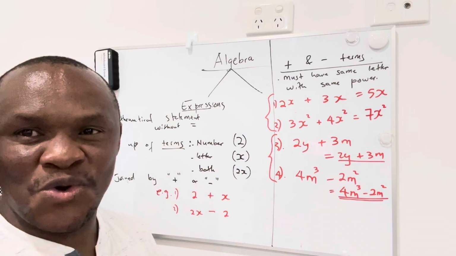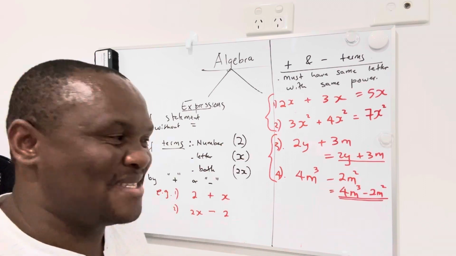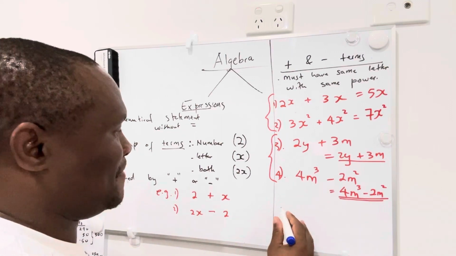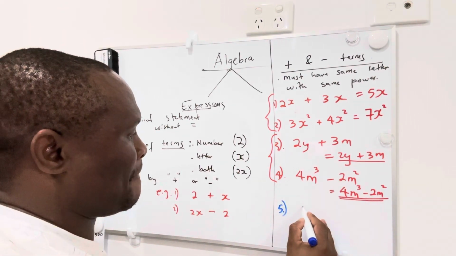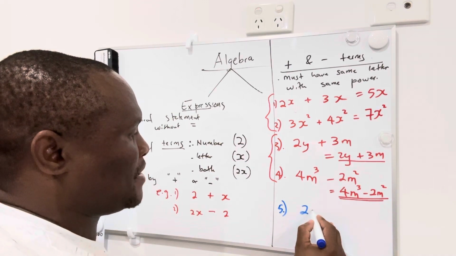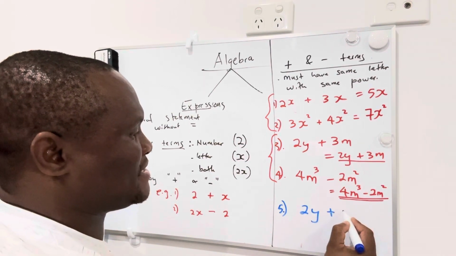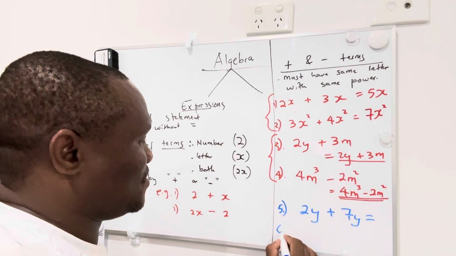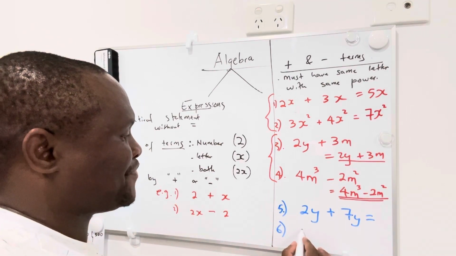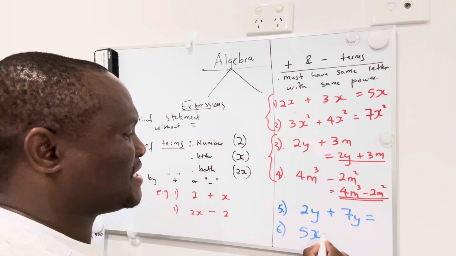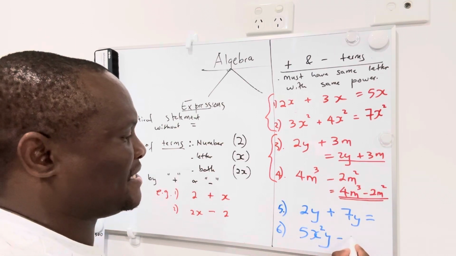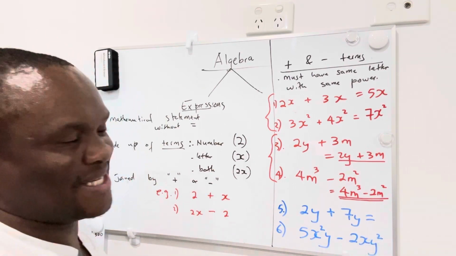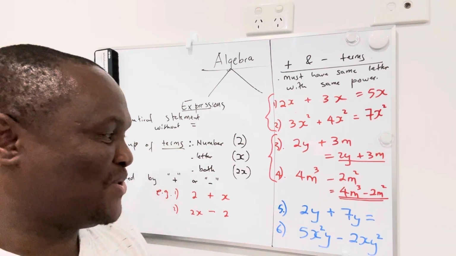So I'm going to give you your example and then you can do it. Yours should be in blue. Question 5: if we have 2y plus 7y equals to what? Then try question 6 as well: 5x squared y minus 2xy squared. These are yours.